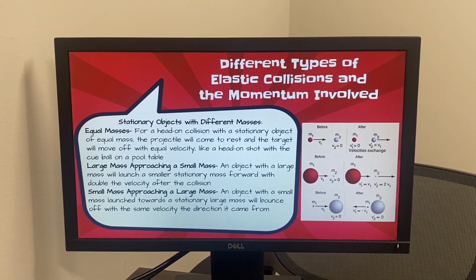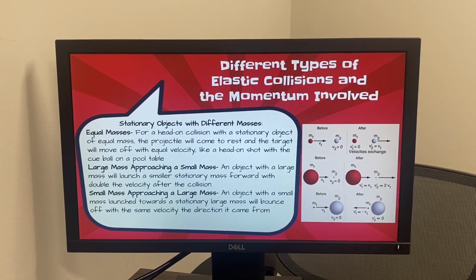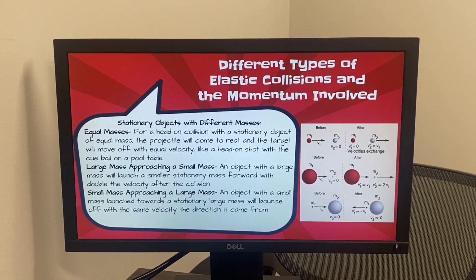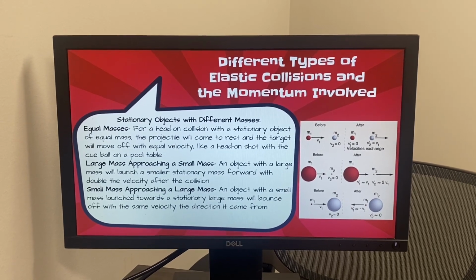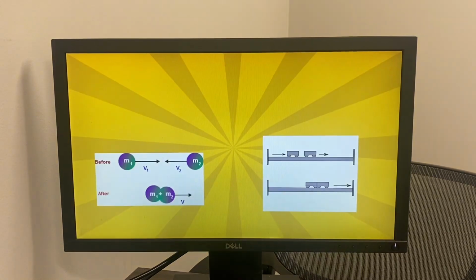An object with a large mass will launch a smaller stationary mass forward with double the velocity after the collision. An object with a small mass launched towards a stationary large mass will bounce off with the same velocity in the direction that it came from.